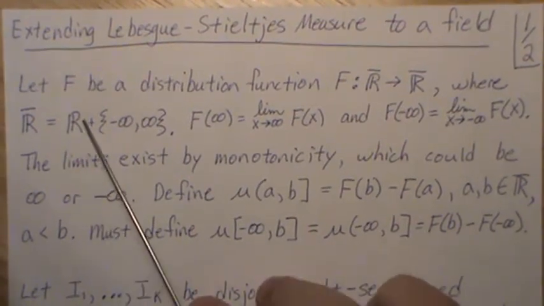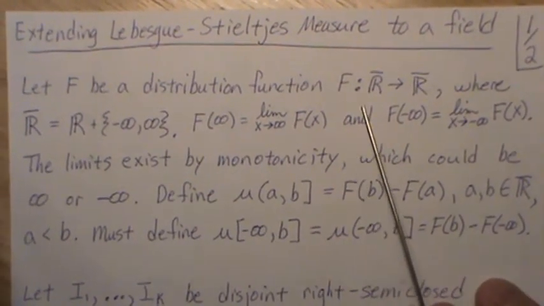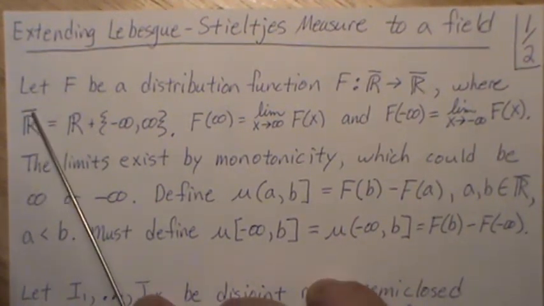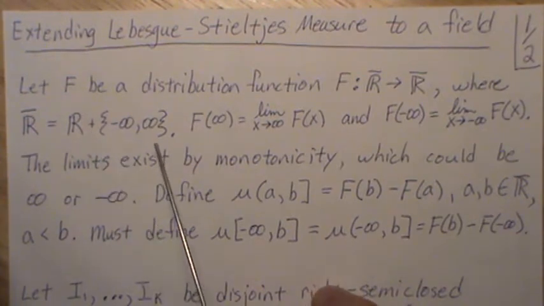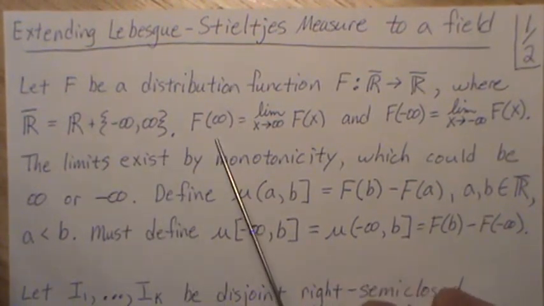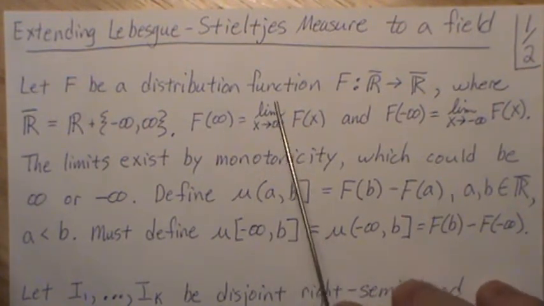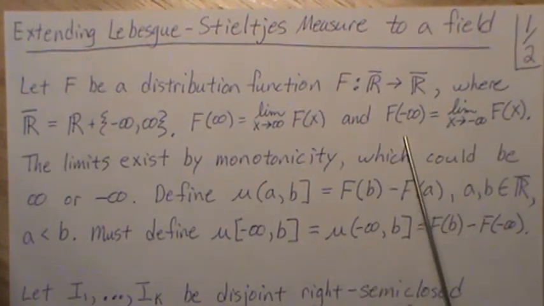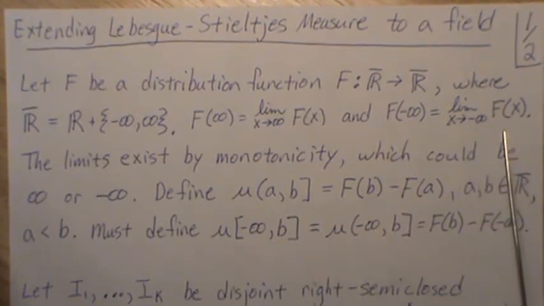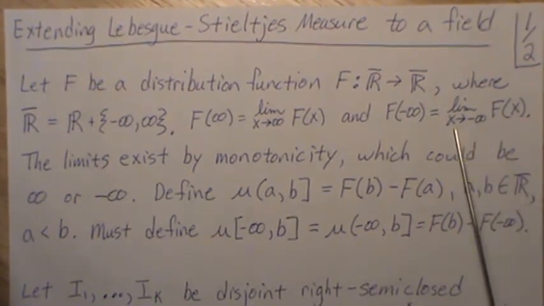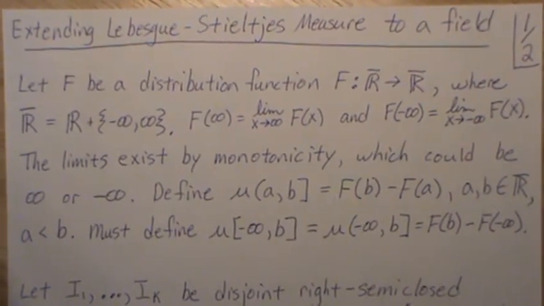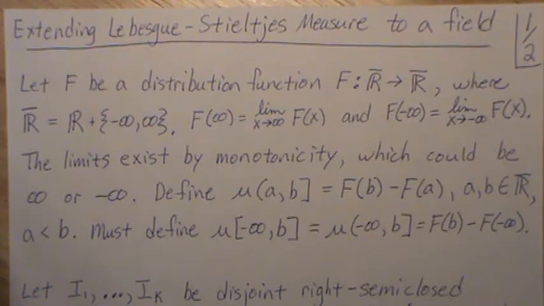So now let f be a distribution function from the extended reals to the extended reals, where R bar is the real numbers plus the endpoints minus infinity and plus infinity. By convention, we're going to let the limit as x goes to infinity of f(x) be called f of infinity, and f of negative infinity be the limit of f(x) as x goes to negative infinity. Now, the limits exist because of monotonicity, which could be infinity or negative infinity.